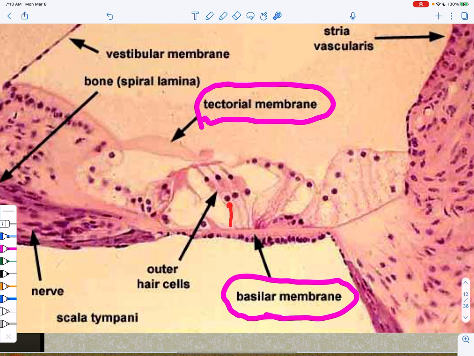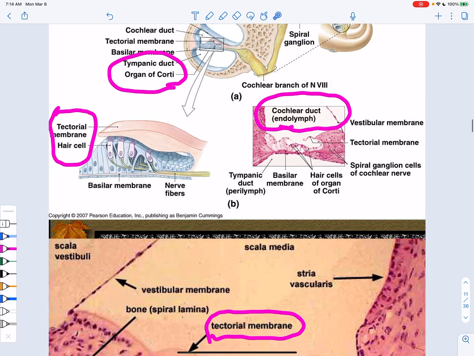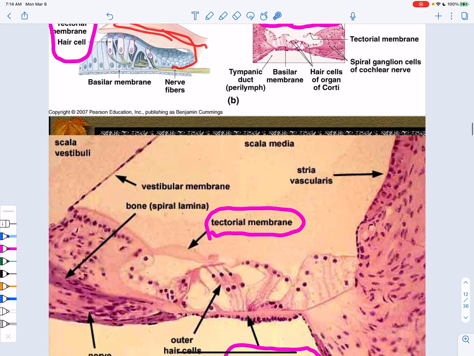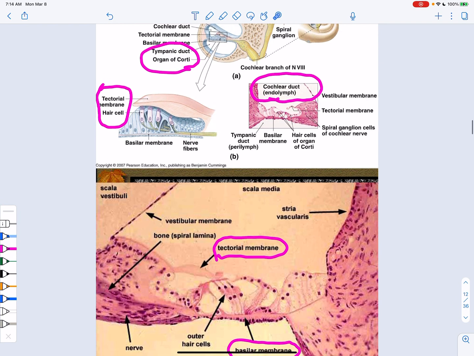Here are the little hair cells that are sticking up to the tectorial membrane. Okay, so let's go back and look at that here. The tectorial membrane kind of wraps around and comes over the top, and it is going to make it so those hair cells are only stimulated under the right conditions.